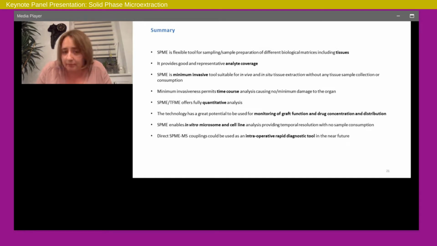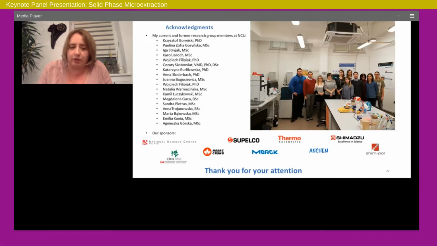the same sample. And even at the end, you can perform traditional assays on the same samples. And of course, if we couple SPME directly with mass spec or other instrumentation, we can provide our clinicians with intraoperative rapid diagnostic tool in the near future.